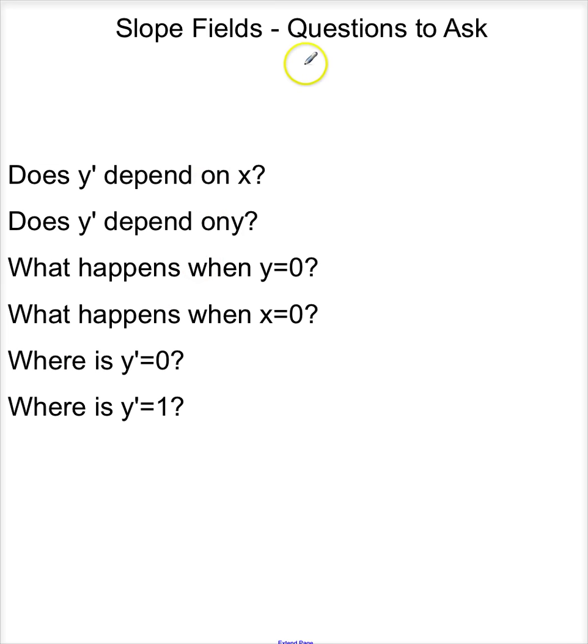Now, questions to ask yourself. Does y prime depend upon x? Does it depend upon y? The key ones are what happens when x and y are 0, and where is y prime equal to 0? This is probably one of the most important ones. You can also look at where y prime is equal to 1.